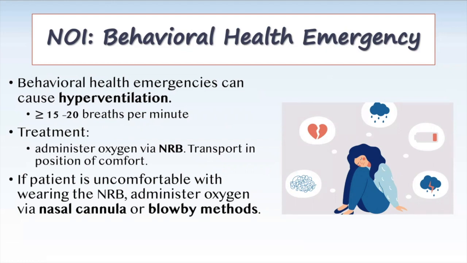Sometimes the NRB face mask can feel uncomfortable for the wearer. If this is the case, then administer oxygen with the nasal cannula. If they don't like how the nasal cannula feels, then you can reattach the NRB mask to the oxygen bottle. Set the oxygen flow rate to 10 to 15 liters per minute, but don't have the patient wear the mask. Instead, have them hold it close enough to their mouth so that they can breathe the fresh oxygen. This is called the blow-by method.